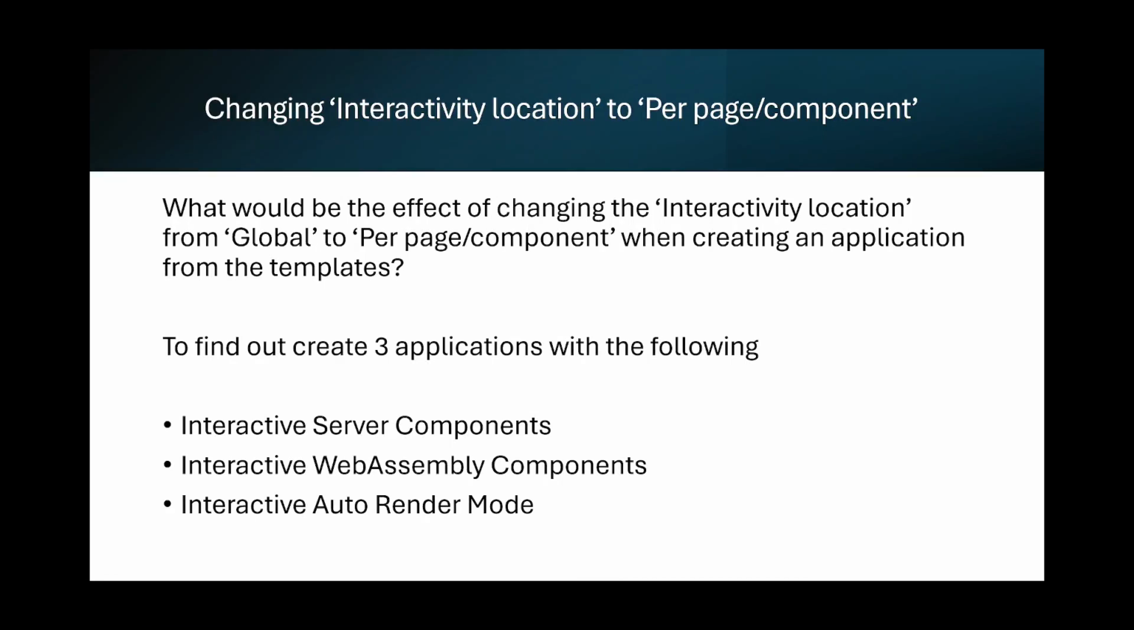So what would be the effect of changing the interactivity location from global to per page/component when creating an application from the templates? To find out, I created 3 applications with the following: interactive server components, interactive WebAssembly components, and interactive auto render mode. I didn't consider it worth creating an application with an interactivity none. And this is what I found.